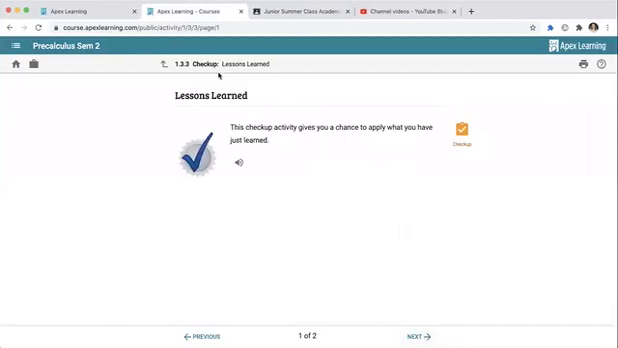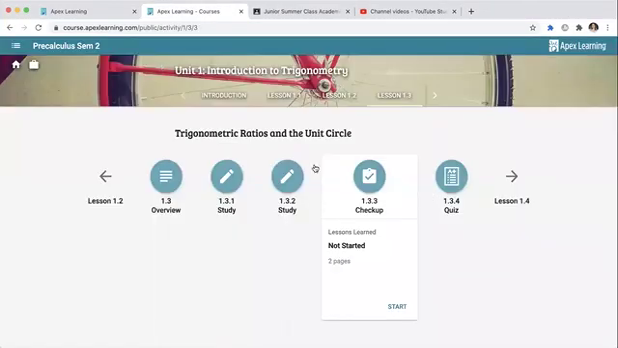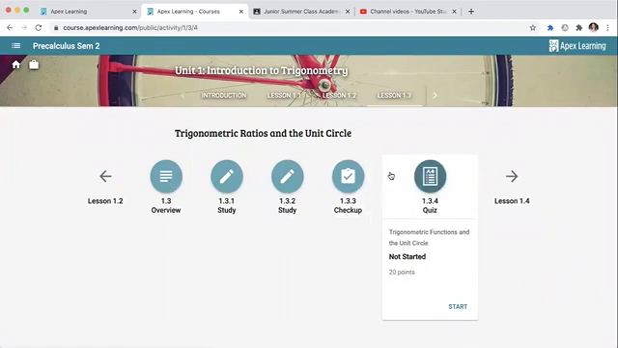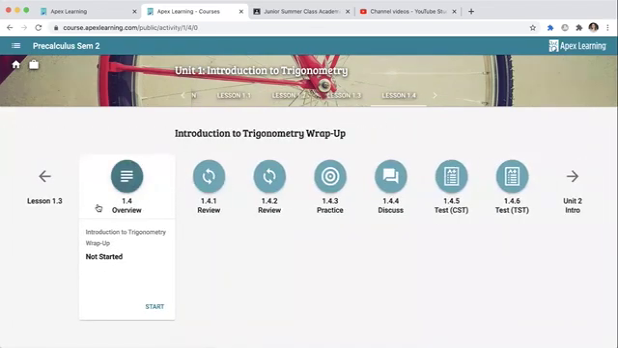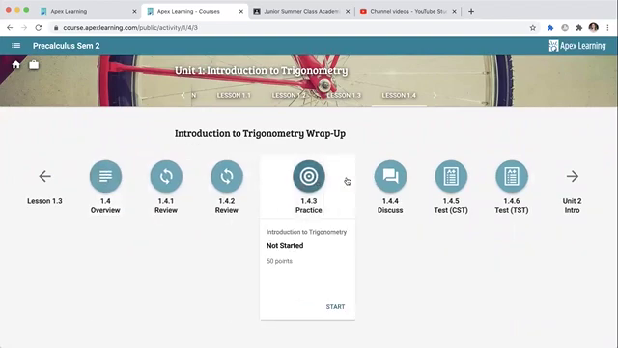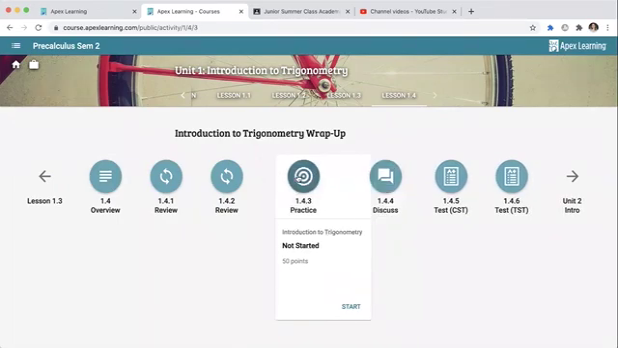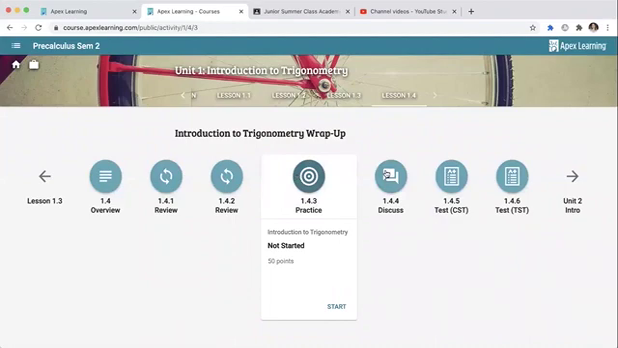Okay, so hopefully not too terribly difficult here. This is the one quiz you have to do before you get to this final unit, this wrap up. And again, the practice and discussion are extra credit opportunities if you want to take them. If not, not a big deal.